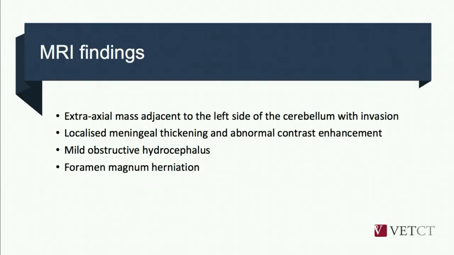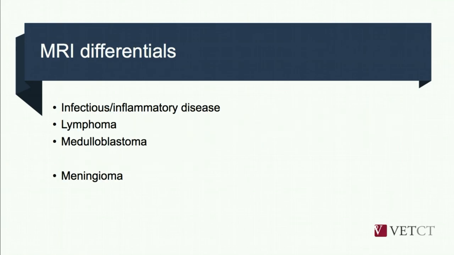In summary, the MRI shows the presence of an extraaxial mass lesion adjacent to the left side of the cerebellum with invasion. There's localized meningeal thickening with abnormal contrast enhancement, and the lesion is causing mild obstructive hydrocephalus and foramen magnum herniation. In terms of differentials, the primary differentials in this case in a young cat would be infectious or inflammatory disease. We'd be thinking about granulomatous diseases such as protozoal diseases. It would be somewhat atypical for FIP. We'd also need to consider lymphoma.